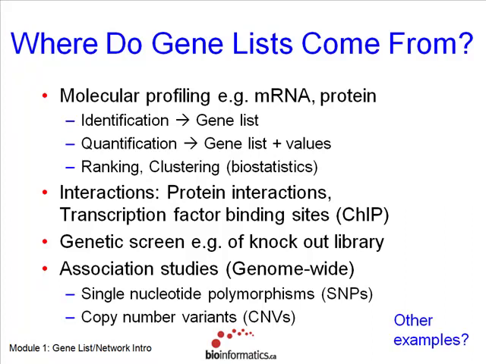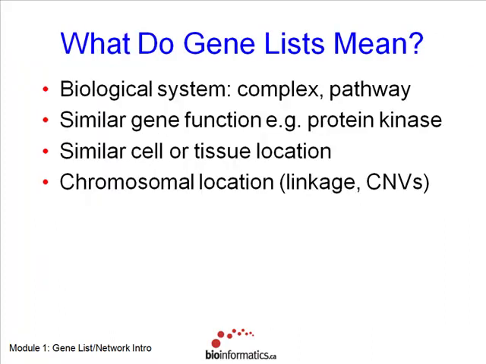And also association studies. A lot of genomics technology is being used to identify SNPs and copy number variants on a large scale, and people associate hundreds of SNPs or hundreds of genetic markers with a particular disease, and if those are connected with genes, then that's a gene list. So those are all examples of the types of gene lists that the tools we'll be discussing can analyze. There may be a lot of other examples, and we can chat about that during the lab.